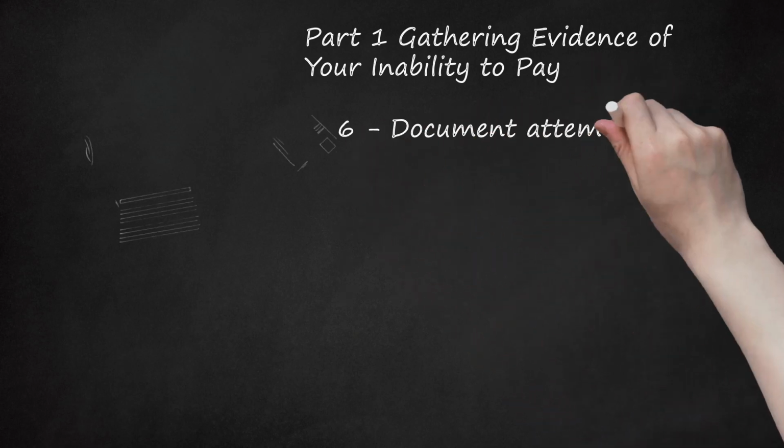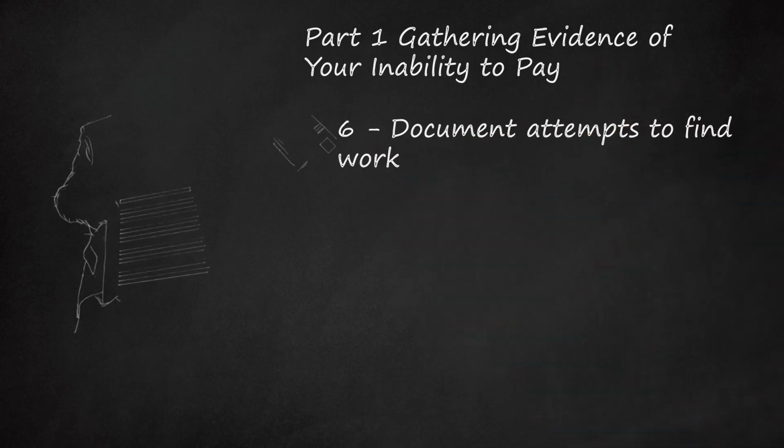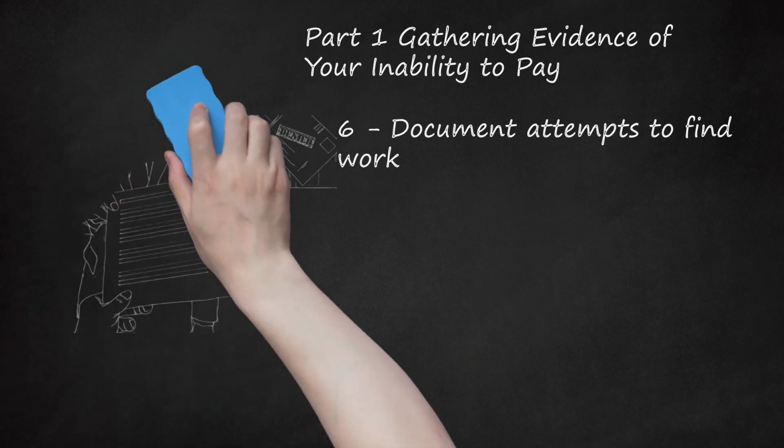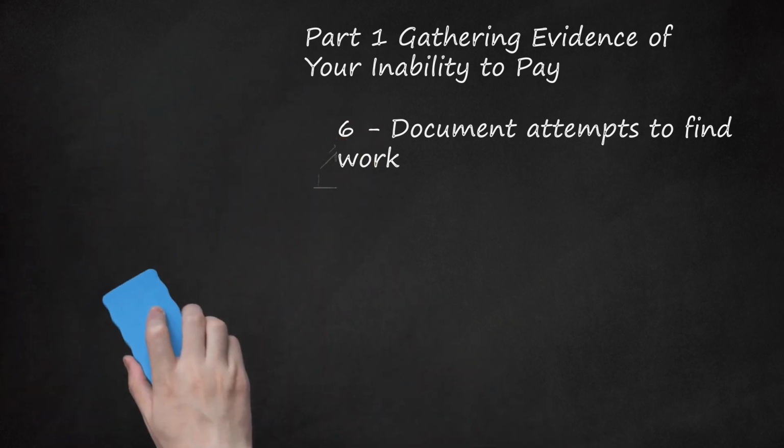6. Document attempts to find work. If you lost your job but can still work, e.g., you aren't disabled, then you should be actively seeking a new job. Keep detailed notes of all the jobs you have applied to, including the dates, and whether you have received an interview. Hold on to any rejection letters or other communications from the employers you have contacted.